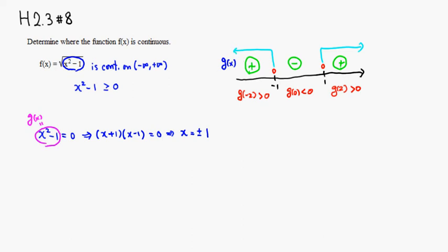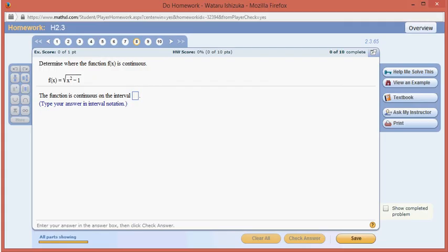So the solution would be negative infinity all the way to negative 1. In this case, the 0 is inclusive, so I'm going to include that. And then the 1 is included, and the positive infinity. So let's type this guy in. In interval notation, we put the parenthesis at negative infinity, all the way to negative 1 with a bracket, and put the union and the bracket 1 all the way to positive infinity.